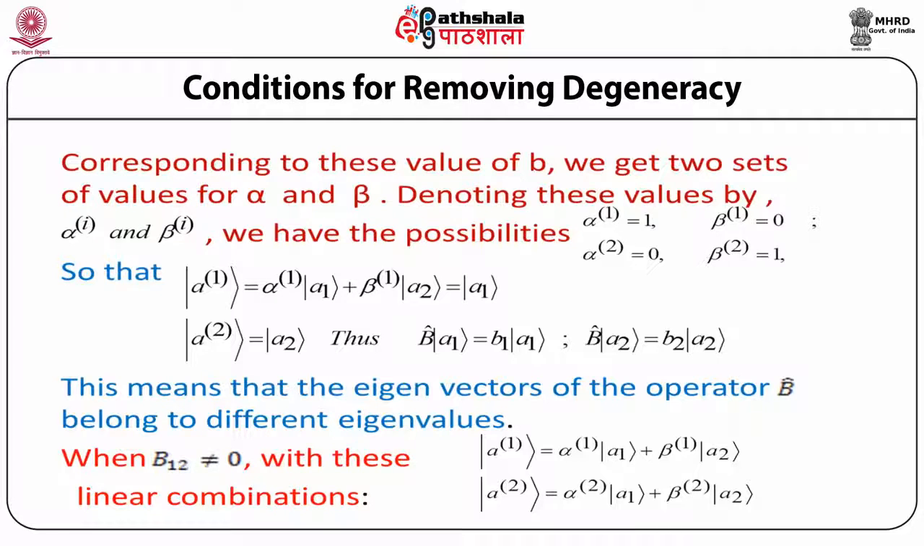Thus, operator b acting on ket vector a1 is equal to b1 times ket vector a1, and operator b acting on ket vector a2 is equal to b2 times ket vector a2. This means that the eigenvectors of the operator b belong to different eigenvalues. When b12 is not equal to 0, then we can use the linear combinations given by ket vector A1 is equal to alpha 1 times ket vector a1 plus beta 1 times ket vector a2, and ket vector A2 is equal to alpha 2 times ket vector a1 plus beta 2 times ket vector a2.